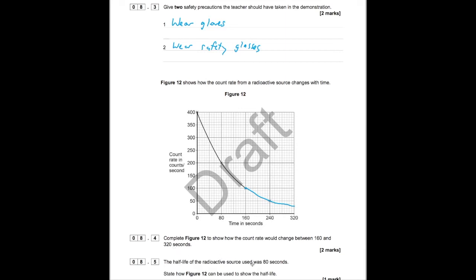The half-life of the radioactive source used was 80 seconds. Show how figure 12 can be used to show the half-life. Well, the half-life is the time that it takes for the radioactive source for its count rate to decrease by half. So it started at 400 counts at a time of 0, so half of 400 is 200. So go along from 200 to the graph and come down here, and the half-life is 80 seconds.